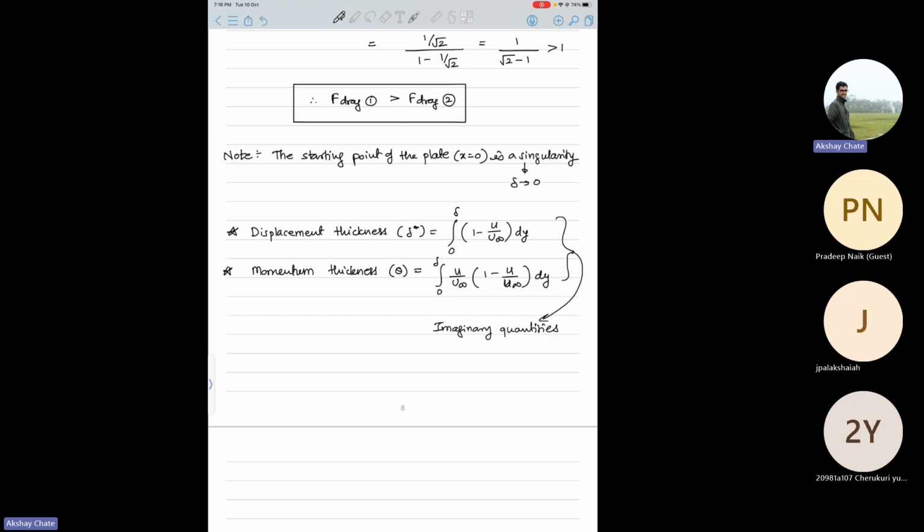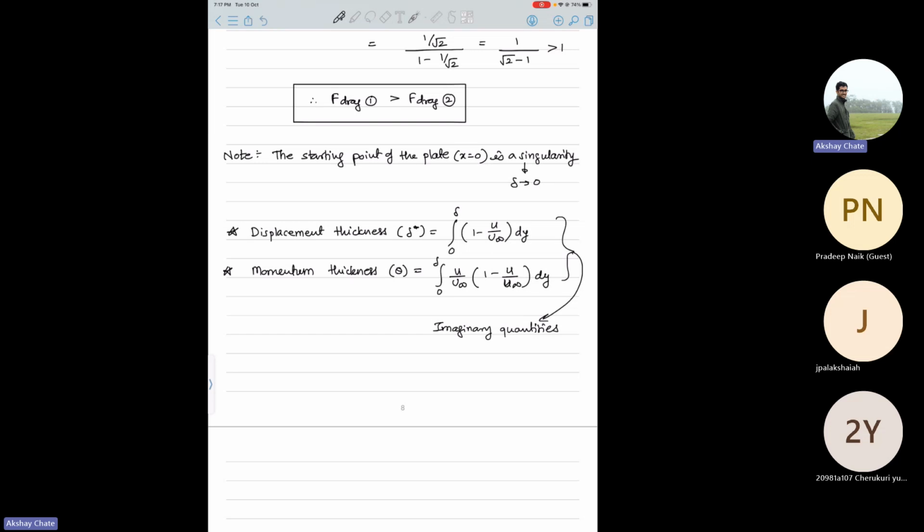And similarly for momentum thickness theta, it signifies, you know, by how much thickness, if you assume a fluid flow with u infinity velocity, free stream velocity, that will have the same momentum as the momentum lost in the boundary layer. First is the measure of deficiency of mass flow rate in the boundary layer because of the slow velocities of the fluid, and second is the measure of loss of linear momentum inside the boundary layer thickness because of the retarded or reduced velocities of the fluid flow in the boundary layer.